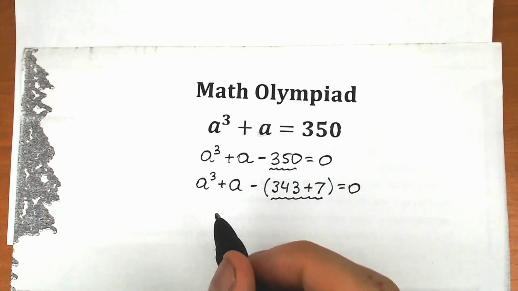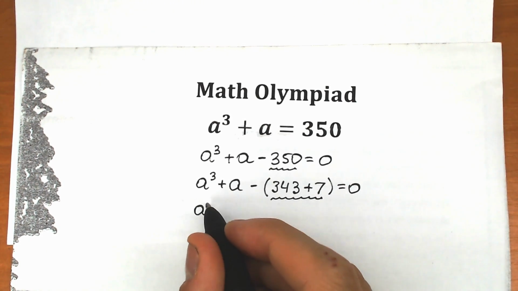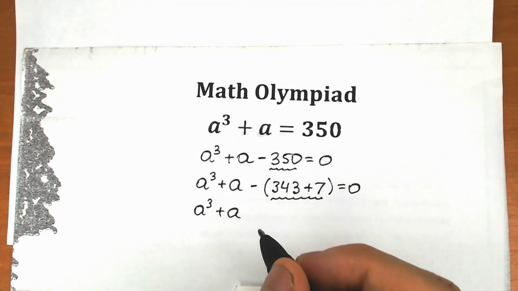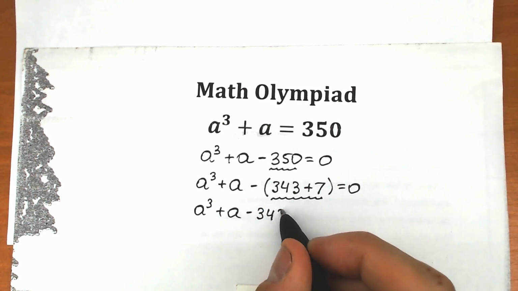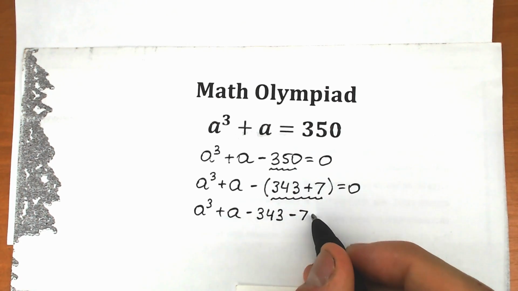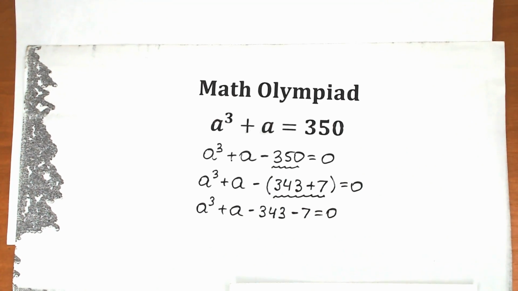First of all, let's open these parentheses. So what do we have right here? A cube plus a. Because of this minus, we change the signs right here. So we have minus 343 and minus 7, which is equal to 0. Okay, this is our expression.